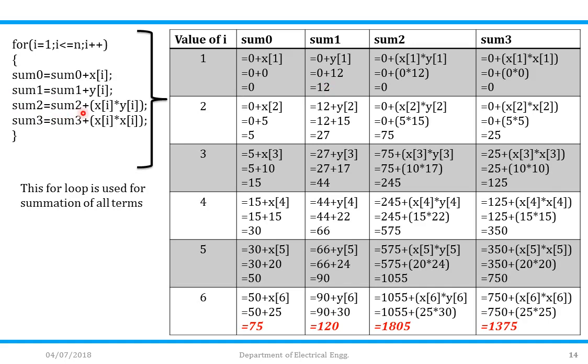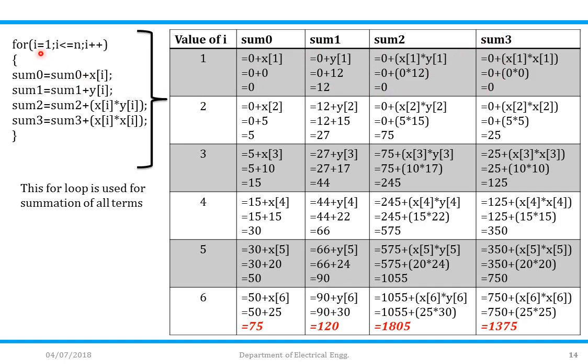Sum2 equals sum2 plus x of i into y of i. So here it becomes x of 1 into y of 1. x of 1 is 0 and y of 1 is 12, so you will get the answer 0. And sum3 equals sum3 plus x of i into x of i. So x of 1 is 0, x of 1 is 0, you will get the answer as 0. So at the end of the first iteration, or at the end of i equal to 1, sum0 equals 0, sum1 equals 12, sum2 equals 0 and sum3 equals 0.